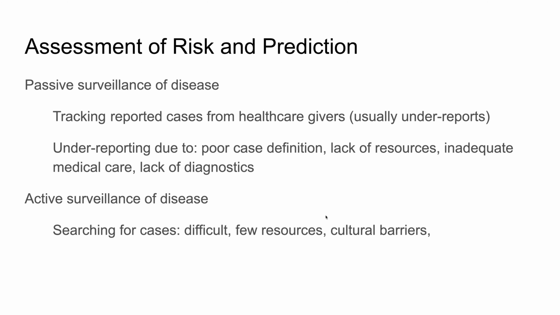Underreporting is because a true case is not always defined well. So even healthcare workers may not know the true definition of a case. Some places just don't have the resources to do it. Other places don't have adequate medical care. So if there's not adequate medical care, people are not being seen or being diagnosed. And so there we have our lack of diagnostics. Another contributing factor in passive surveillance is the inability to diagnose some diseases until it may be too late for some organisms.